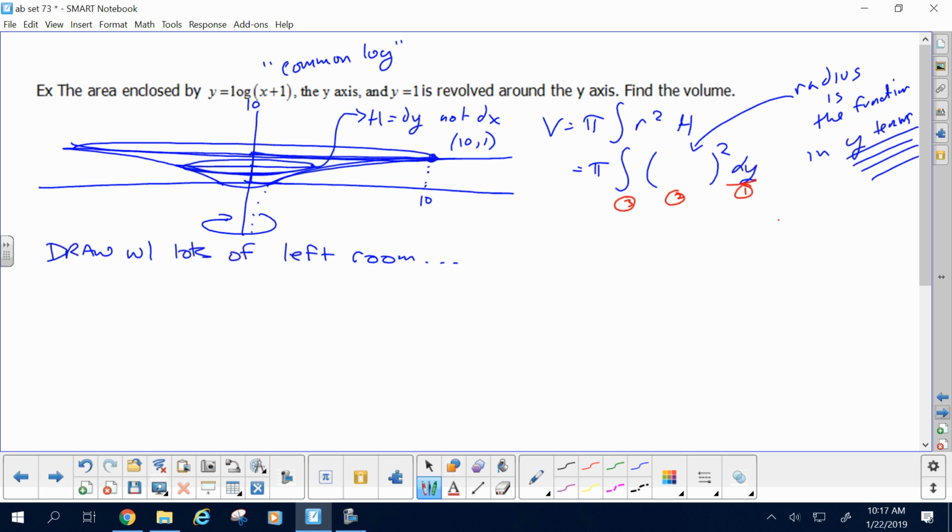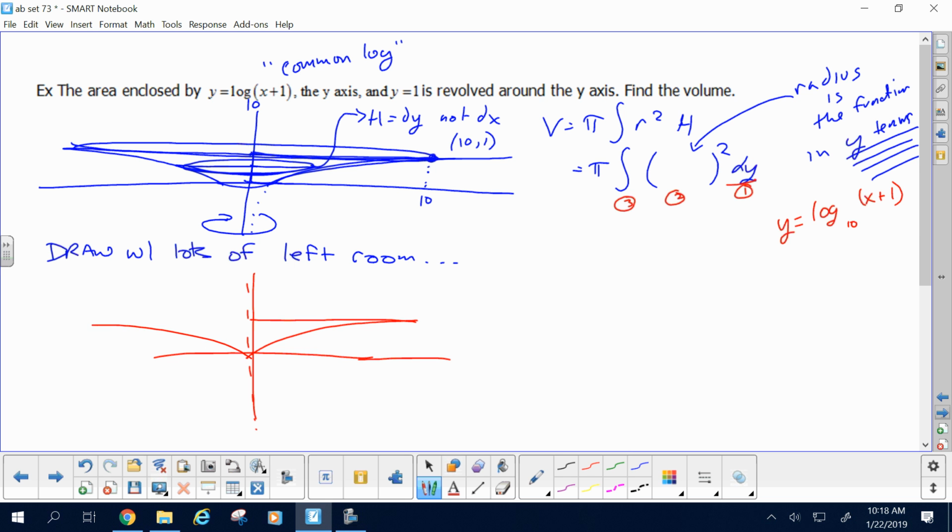Then I say, all right, well, that means the radius is the equation, but it has to be in y terms. So if y is log base 10 of x plus 1, oh, I didn't shift the left one, did I? No, not bad. It actually should be like this, yeah? That's it. All right, sorry, the left one has a shift, my picture was bad. At any rate, rearranging this in y terms.